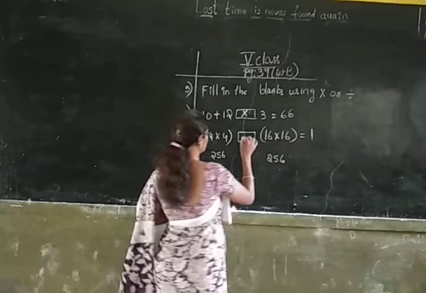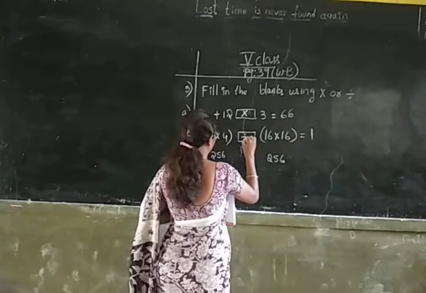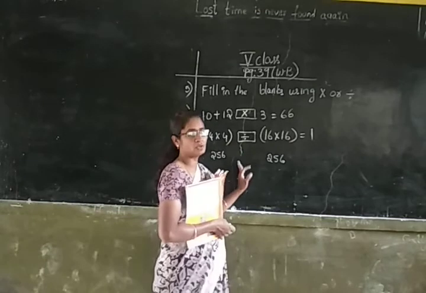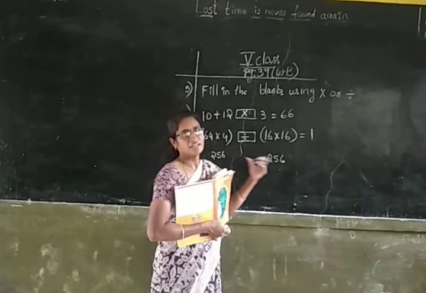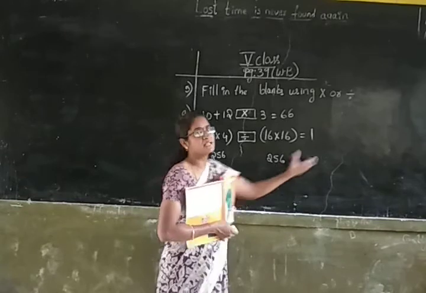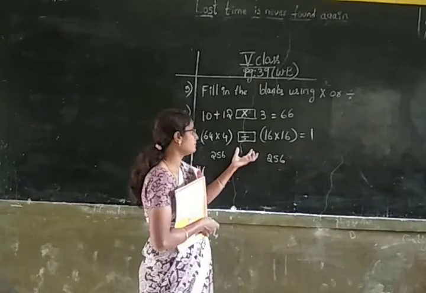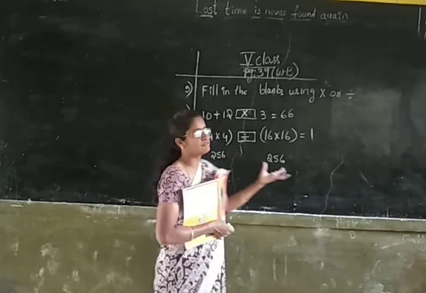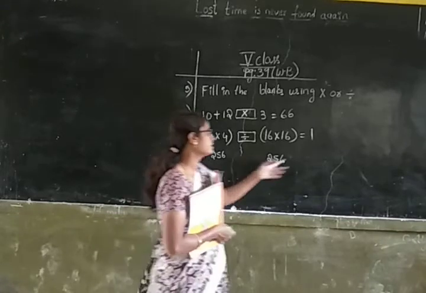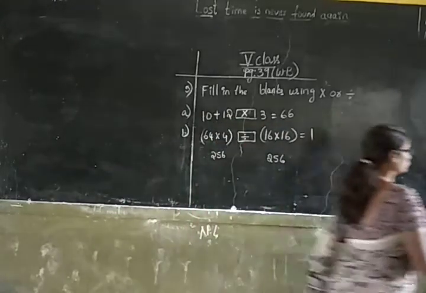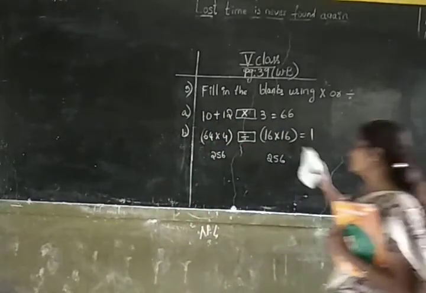Here we have to place the symbol divided by. If you place the symbol into, the answer will be more, we will get a big answer. So we have to place the symbol divided by. If you divide 256 by 256, we will get the result as 1. So you have to place the symbol of division here.